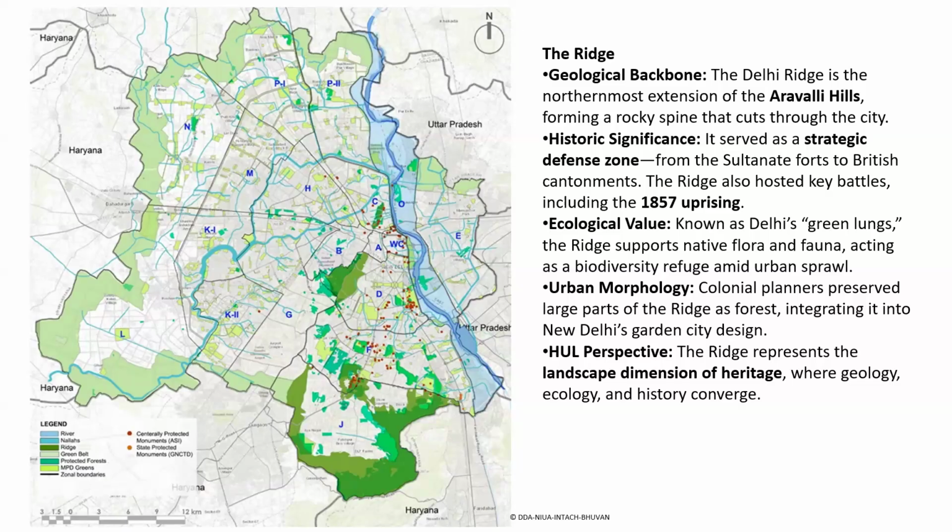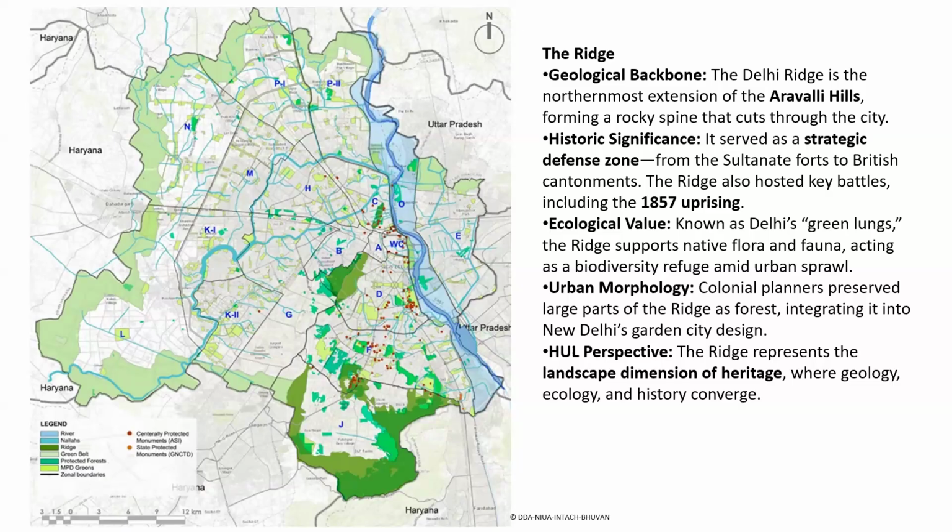city. It served as a strategic defense zone from the Saltanat forts to the British cantonment. The ridge also hosted key battles, including the 1857 uprising, the most famous ones that finally led to the independence of India as an independent nation. Ecological value: it's also known as the green lungs. The ridge supports native flora and fauna, acting as a biodiversity refuge.